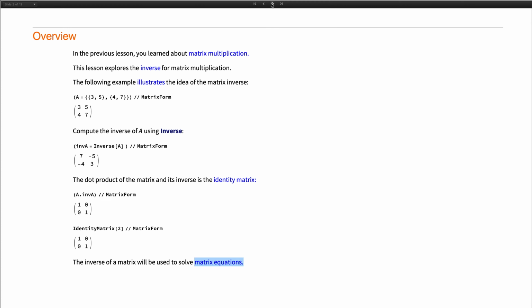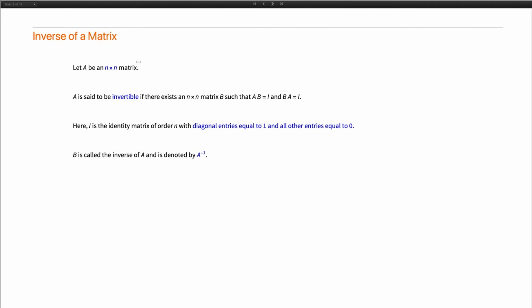Okay, so let's begin with a formal definition of the inverse. Let's say you have an n by n matrix, a square matrix. Then this matrix A is said to be invertible if there is another matrix B such that A times B and B times A both give you the identity. I here refers to the identity matrix of order n with diagonal entries equal to 1 and all other entries equal to 0.